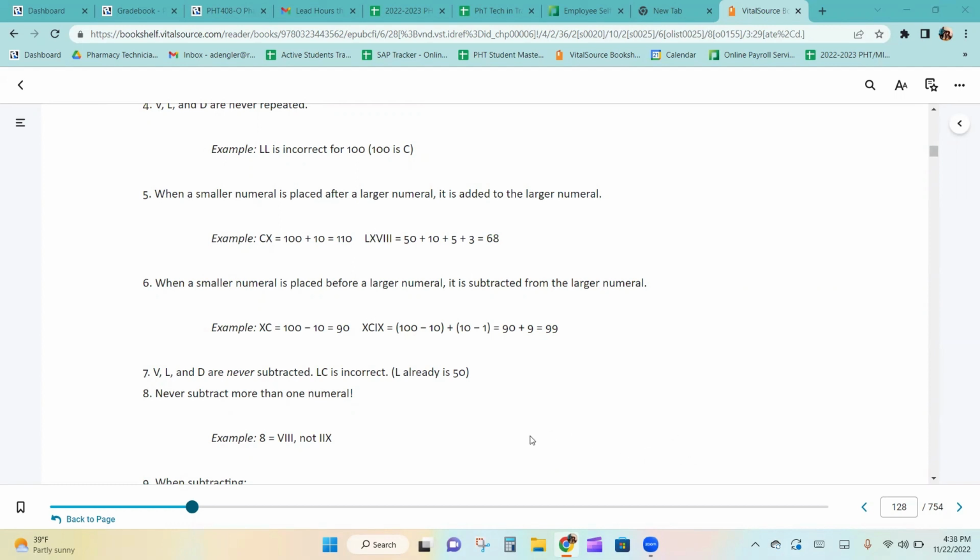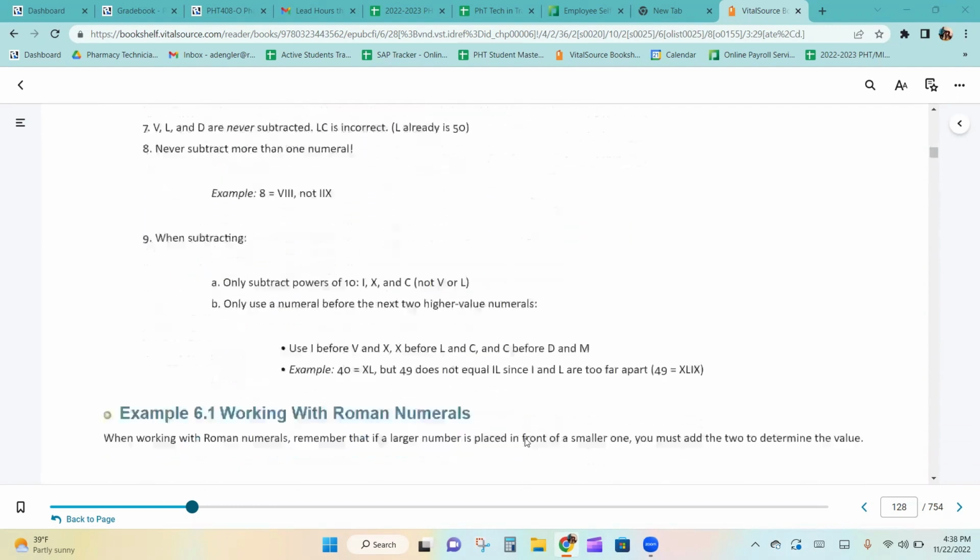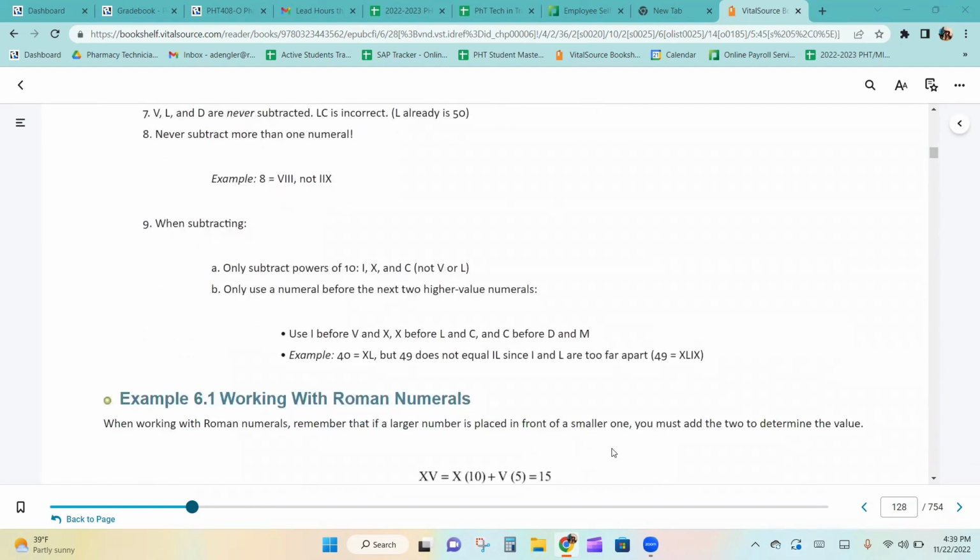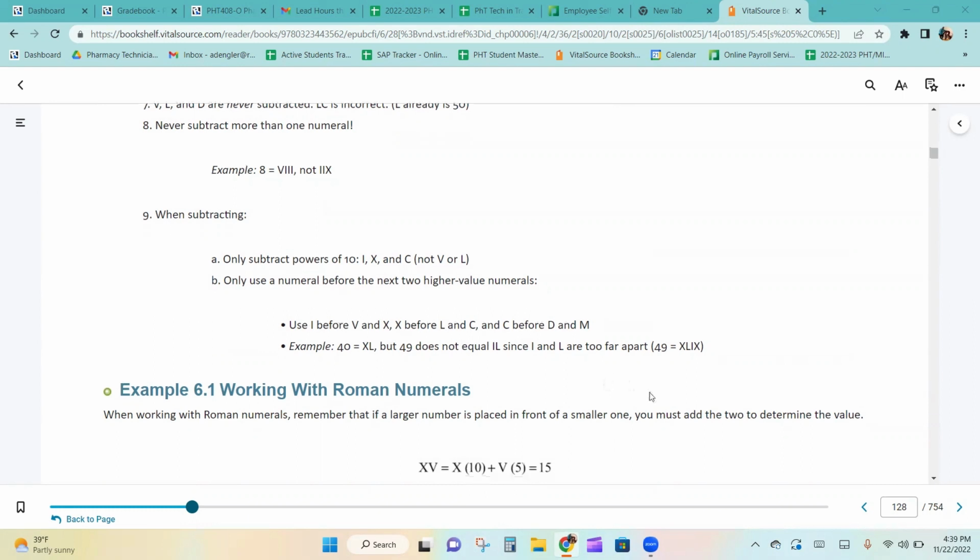V, L, and D are never subtracted. LC is correct. Never subtract more than 1 numeral. When subtracting, only subtract powers of 10. Only use a numeral before the next 2 higher value numerals. And use I before V and X, X before L and C, and C before D and M.